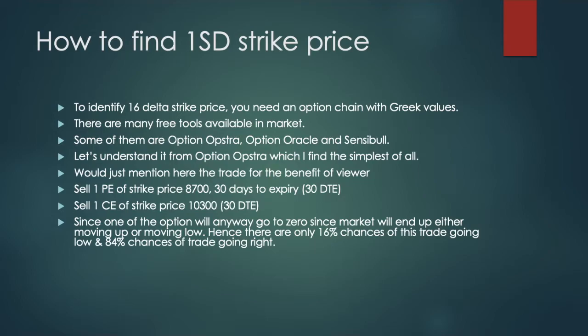Since one of the options will anyway go to zero, since the market will end up either on the upper side or on the lower side, either your call will become zero or your put will become zero. So that trade will definitely give you the entire premium, not some, the entire premium. One side will definitely give you that. On the other side, there is only a 16% chance of breaking that particular strike price. Hence, the chances of the entire trade going right are 84%, which is huge.